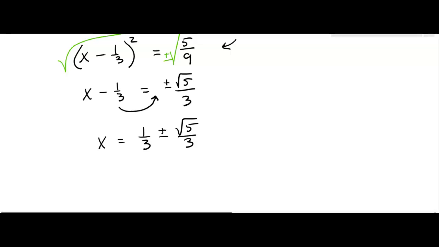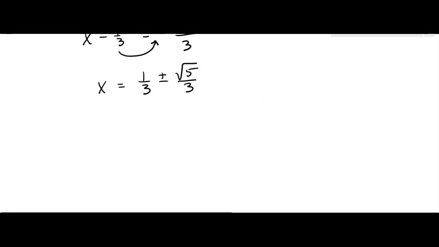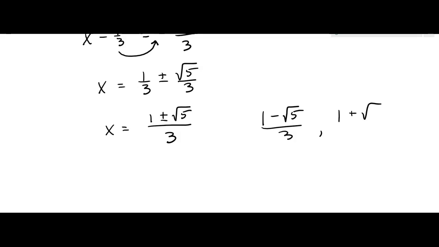Because they are common denominators, and this is not an imaginary number, I would write my answer x equals 1 plus or minus the square root of 5 over 3, like that. If you want to write them separately, it'd be 1 minus the square root of 5 over 3, and 1 plus the square root of 5 over 3. Those are real numbers. You can put them in a calculator and get a decimal approximation.